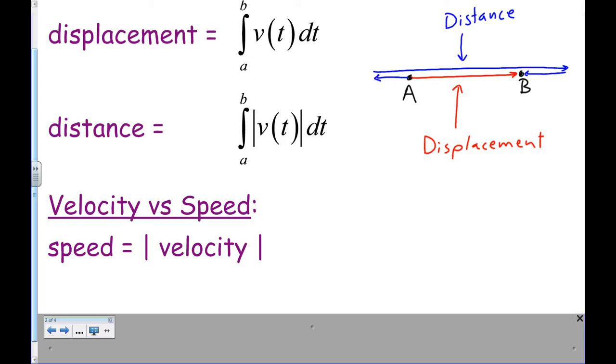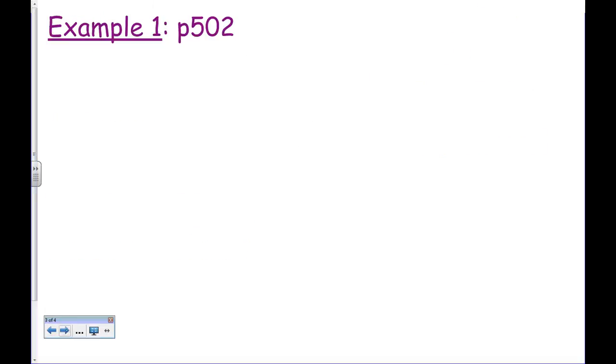Now if it turns out your function has a positive velocity, and speed is also always positive, then the integral of velocity would be both displacement and distance. And in some cases that turns out to be the case. Let's look at a couple of examples. Look at example 1 on page 502.